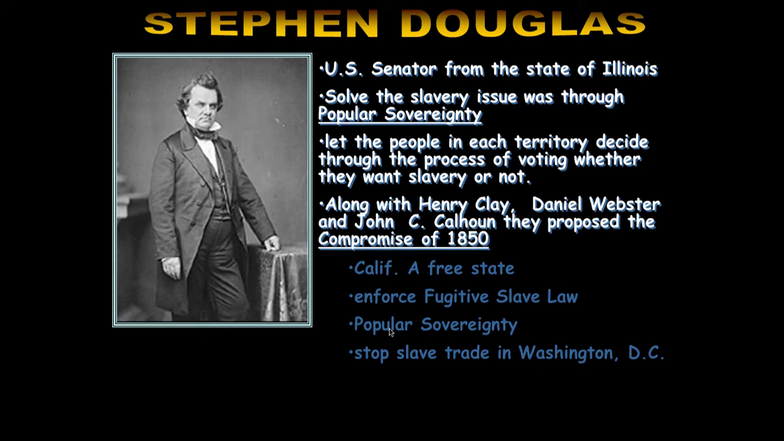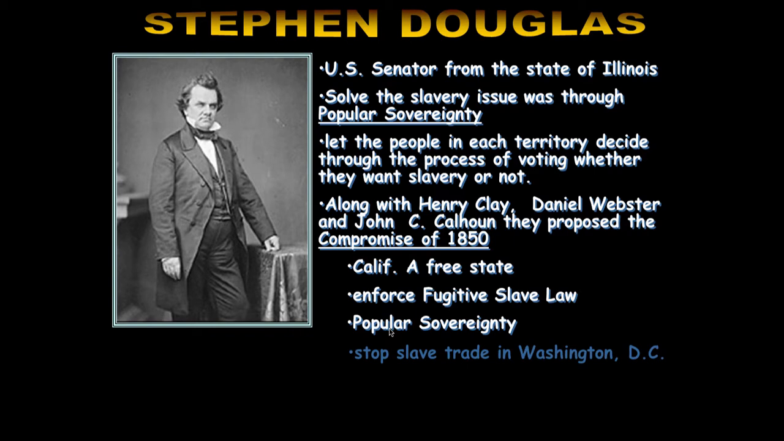Along with Henry Clay, Daniel Webster, and John C. Calhoun, again, they proposed this Compromise of 1850, and again, California is a free state, enforce a new fugitive slave law, popular sovereignty in the Utah and New Mexico territories, and stop the slave trade in Washington, D.C.